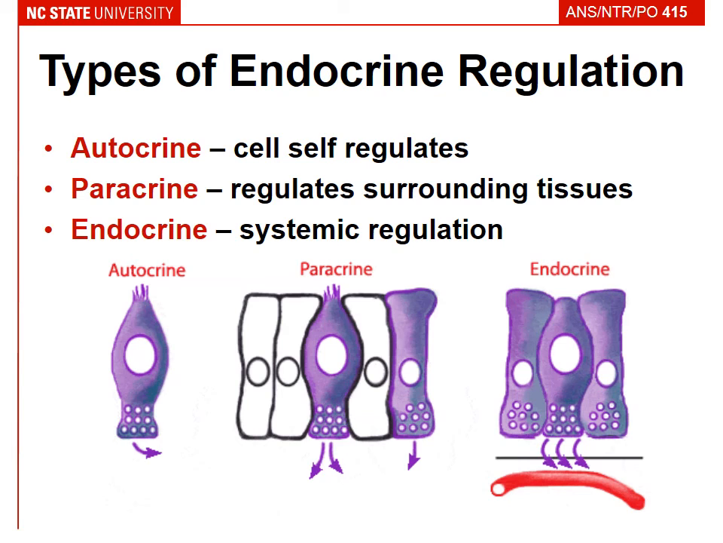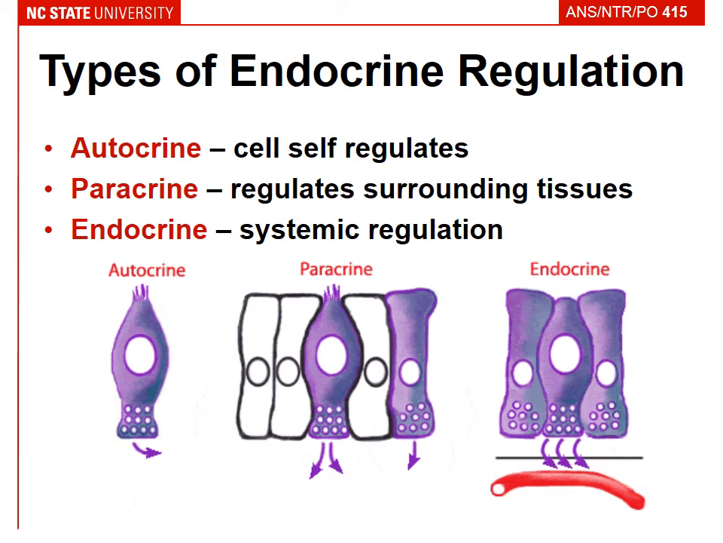So for our endocrine system, we have three types of regulation. We have autocrine, and this is where the cell self-regulates. So it's releasing a hormone, and that hormone ends up affecting the cell. Next, we have paracrine, which is going to have a local effect. These cells are releasing the hormone, and it's going to affect the local cells around it.